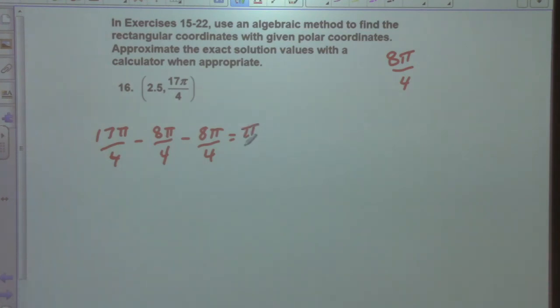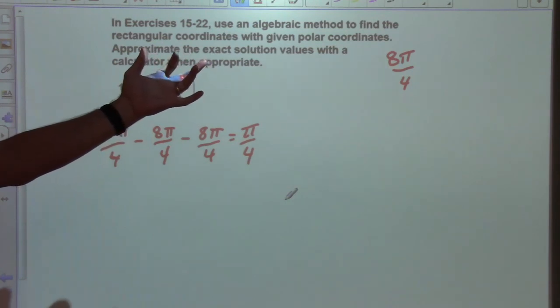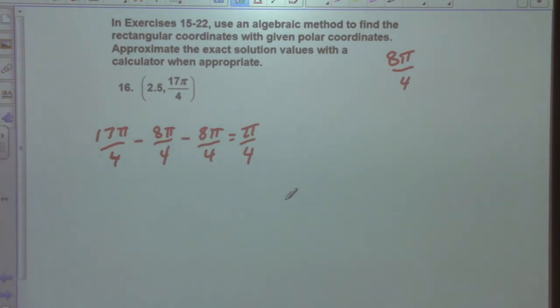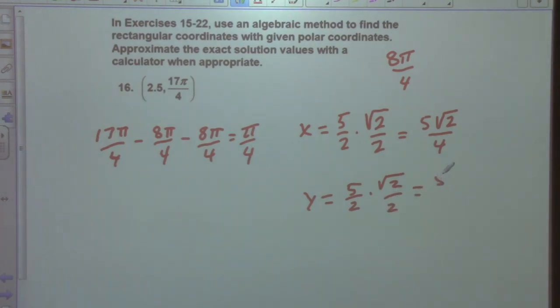And then pi over 4 is 45 degrees. So then we know cosine is square root of 2 over 2, and sine is square root of 2 over 2. Actually, that's sine and that's cosine, but it's the same thing, right? So we have x is equal to 2.5. I'm going to write that as a fraction, 5/2 times square root of 2/2. So I'm going to get 5 square root of 2 over 4. And y is equal to 5 halves times square root of 2/2, equals 5 square root of 2 over 4.